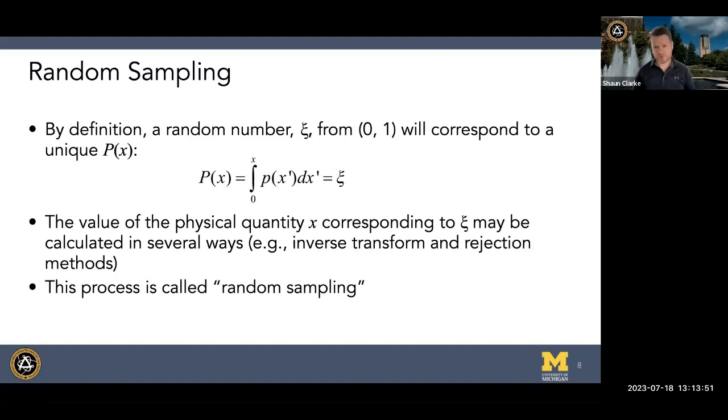There are other approaches one can take if P of x is, say, not nice or not easily integrable. Rejection methods, you can do table lookup methods, all kinds of different approaches can be done. But this is the core: setting your CDF equal to a random number, solving for x. This is the process that we call random sampling. And this is what's done millions of times in any Monte Carlo code or calculation that you would be doing.